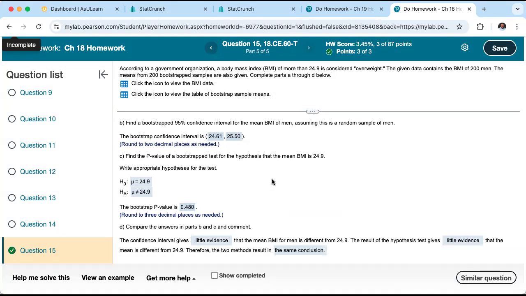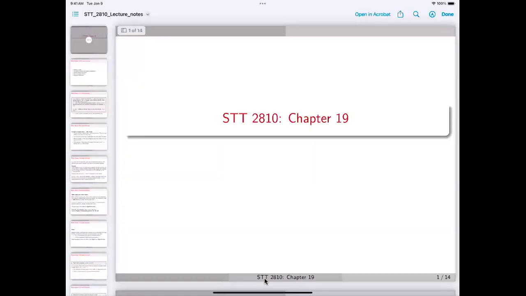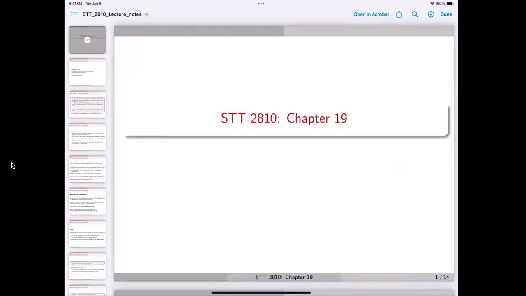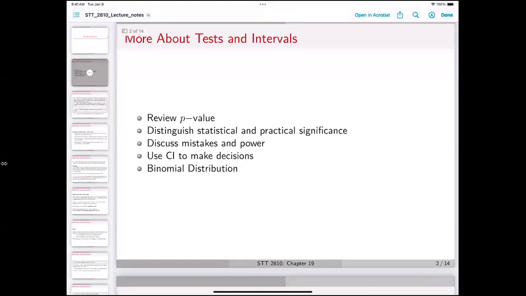Now let's start with chapter 19. In chapter 19, it is similar to what we did in chapter 18. It's just a build up and to help improve your understanding. We already know what the p-value is. So here we are trying to review its meaning. And then we're also going to look at the significance level. And then remember, we are doing a hypothesis testing.